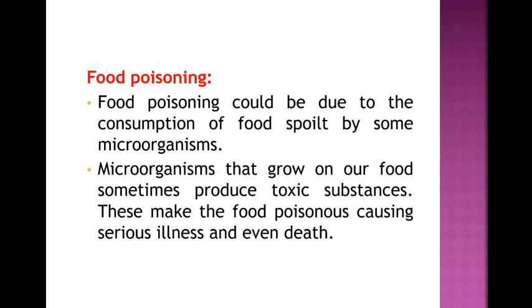So it causes different types of problems in the human body. Those are diarrhea, vomiting, and sometimes serious illness and even death. So that is food poisoning. Microorganisms that grow on our food sometimes produce toxic substances. This makes the food poisonous, causing serious illness and even death. So that is about food poisoning.